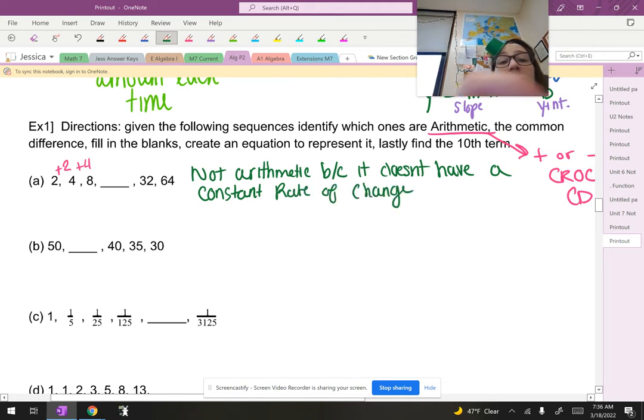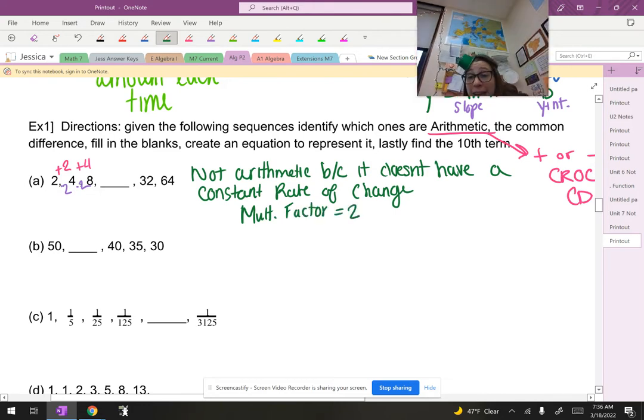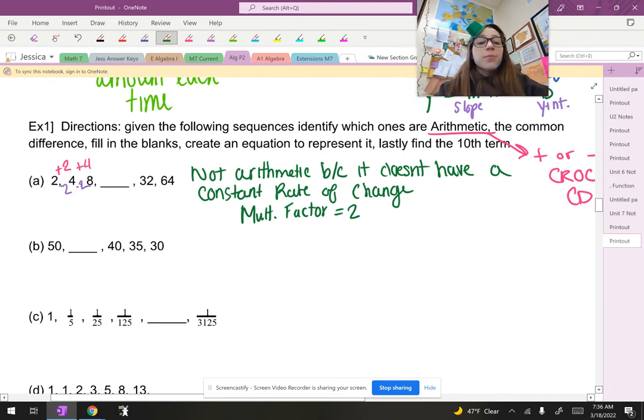Maybe you noticed that it does have a multiplying factor though, right? Maybe you noticed that each time you're multiplying by 2. You can say that instead, that there's a multiplying factor. There's a multiplying factor of 2, but that doesn't make it arithmetic. So that's the problem there.